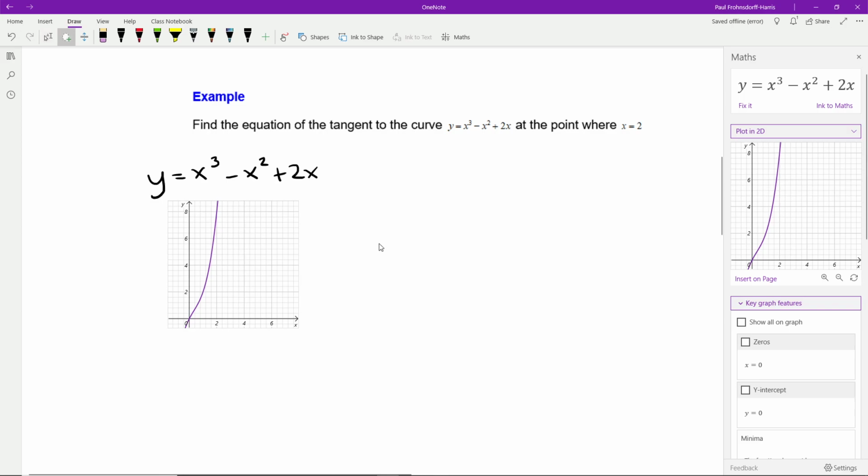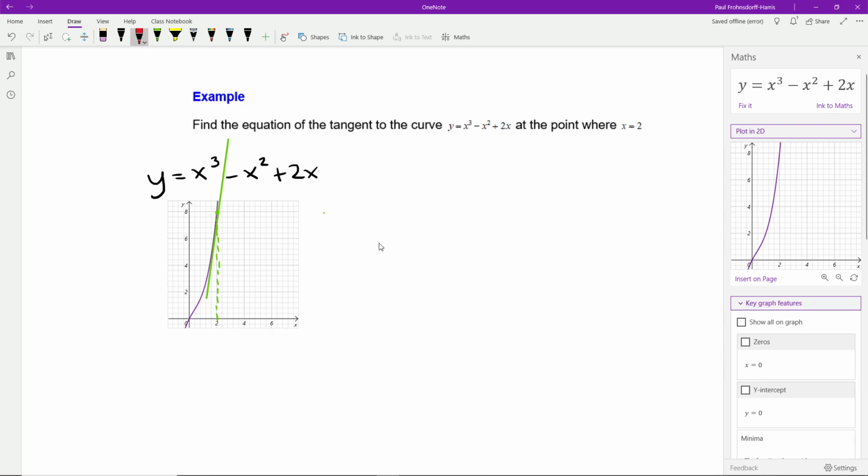So it's asking us, just here at the point 2, if I draw a line there for the tangent, what is the equation of that line? So let's go through our steps without looking back at our previous work. Let's see what we can remember.